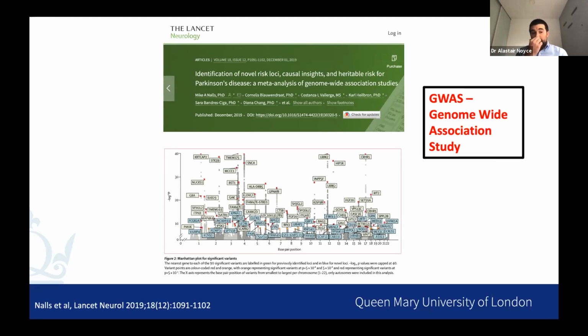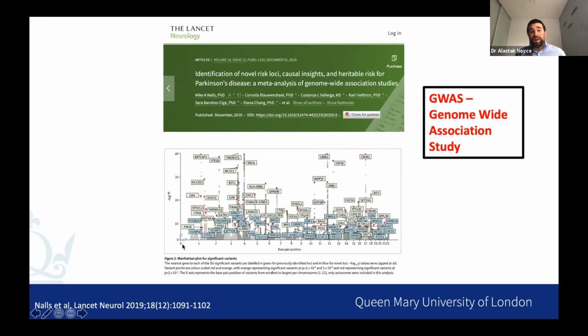And the way you compare them is by tagging their genome at regular points across the genome with little markers, and then comparing variation across the genome in Parkinson's disease cases compared to controls. And you undertake a whole load of statistical comparison tests for thousands and thousands and thousands of markers across the genome. And the ones that pop out are the so-called GWAS hits. And they may give you some clues about where in the genome there is potential genetic variation that might explain Parkinson's disease or Parkinson's risk.